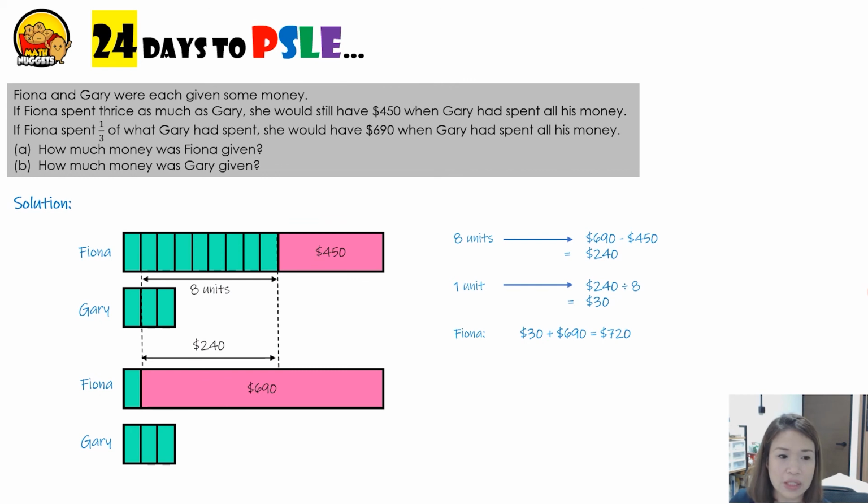So we need to find Fiona. Fiona would be 1 unit plus $690, which is $720. And for Gary would be just 3 units, which is 30 times 3, $90. So that's the answer for this question.